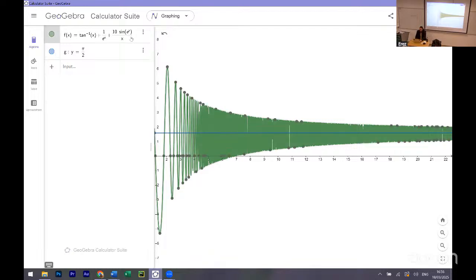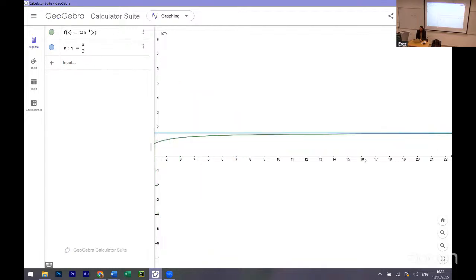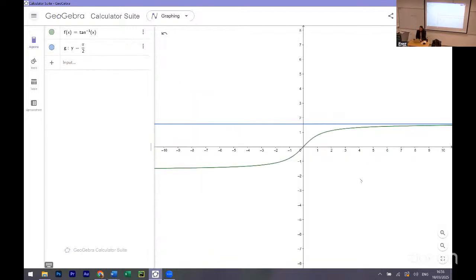Easy example. Okay. So half of pi is the upper bound of the function, negative half of pi is the lower bound of the function, and the function never reaches it.